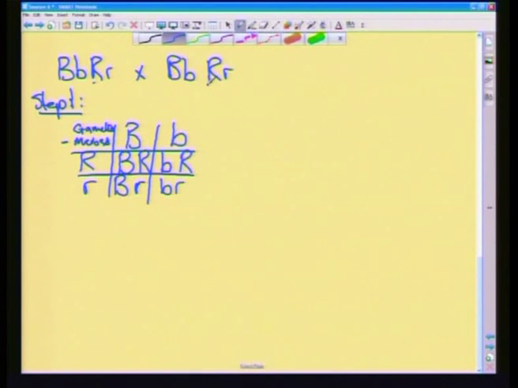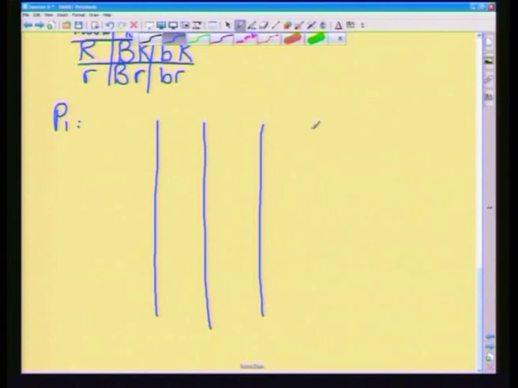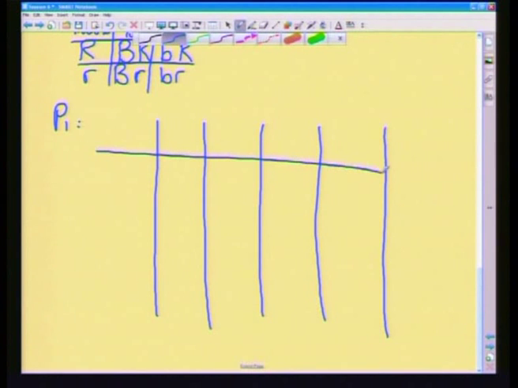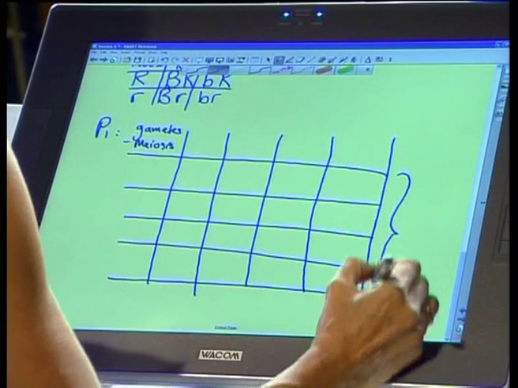Now, we go P1 and our P1. This is the combination set we are going to have. And then we go our gametes, and the gametes undergo meiosis, and these would be all the combinations we have when fertilization occurs.